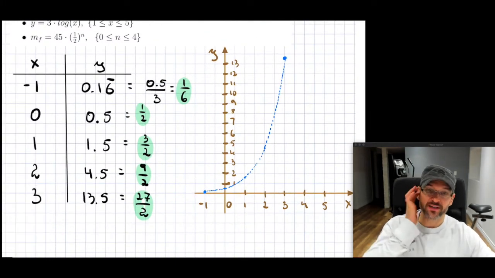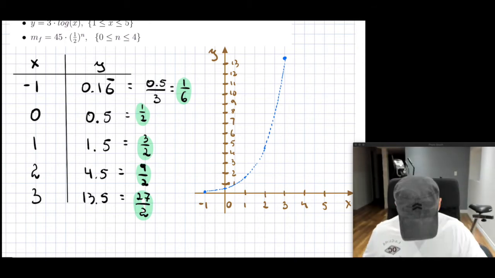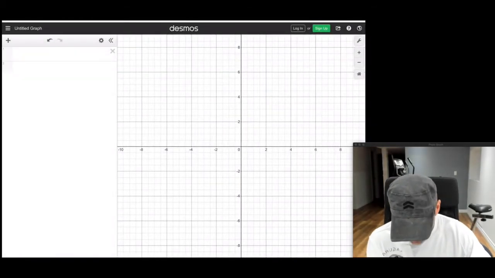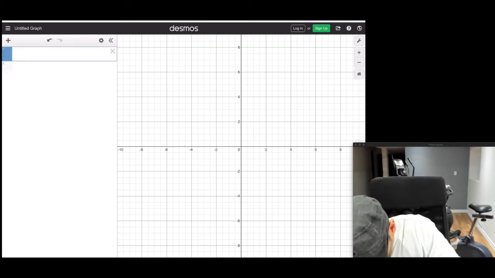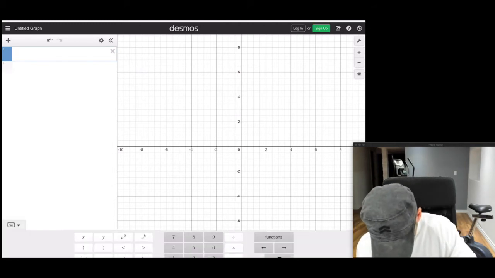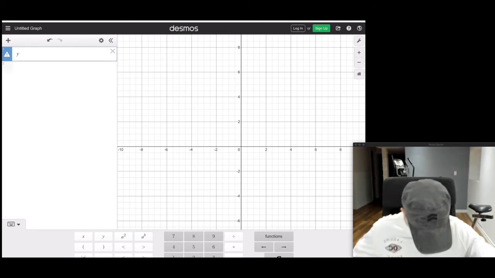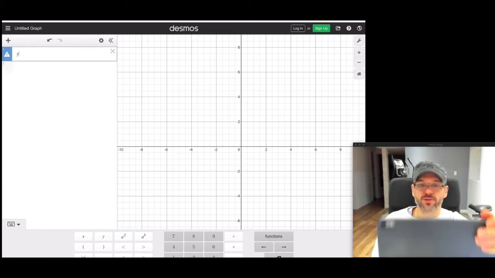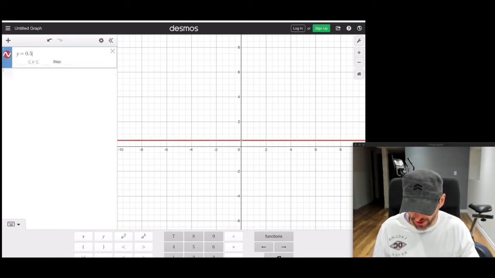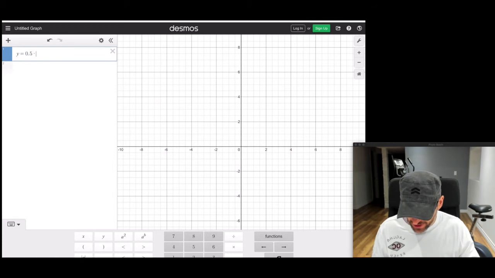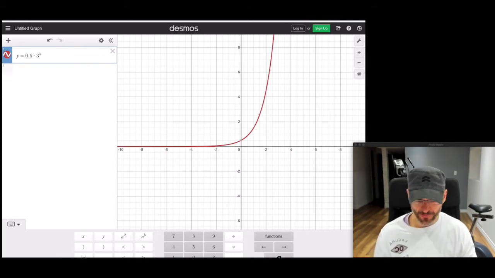Now we can check this graph with Desmos directly. For example, let me go back here. So in this case it was y. Let me put this in here. So y equals, let me switch this up, it's a little bit easier to type. So y equals 0.5 times 3 to the exponent x. That's what it was.